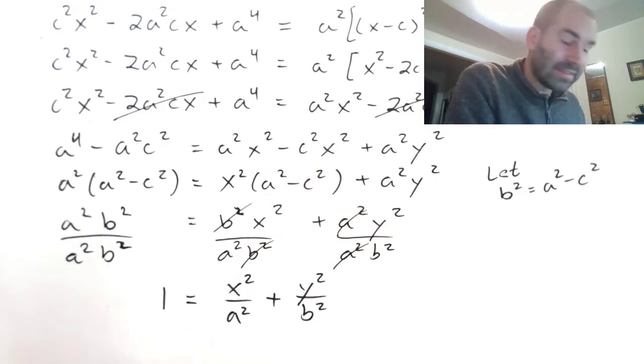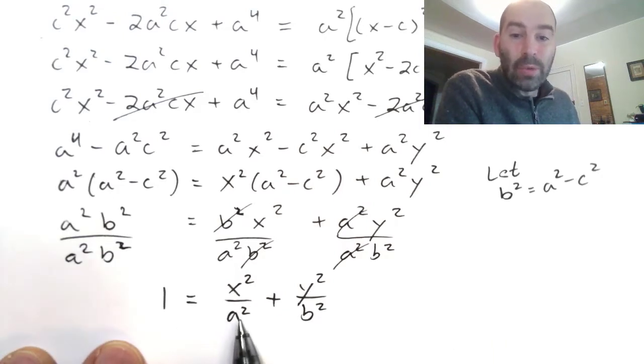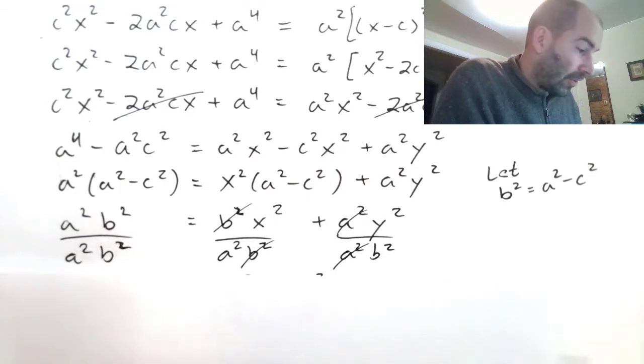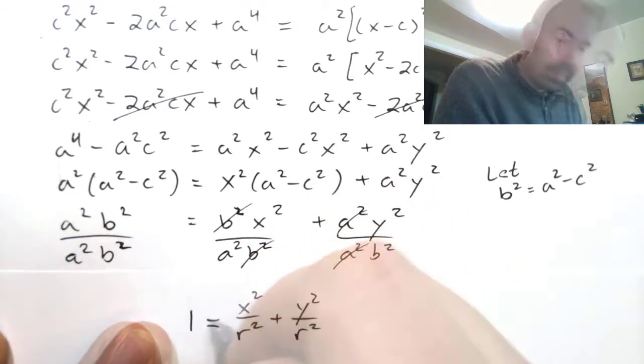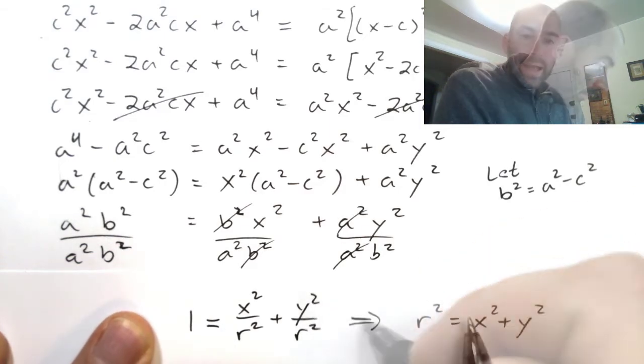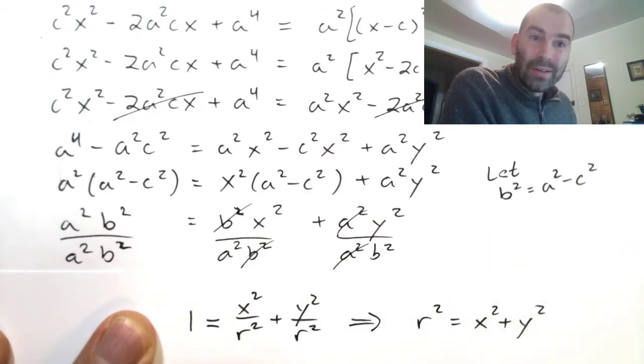Now, I'd like to point some things out about this equation. If a squared and b squared were the same, if they were both equal to r squared, for instance, I would have this equation. And if I multiply both sides by r squared, what does that become? I get the equation of a circle.